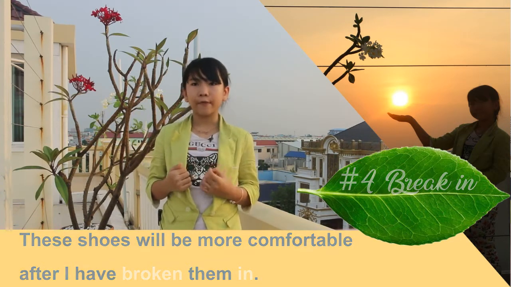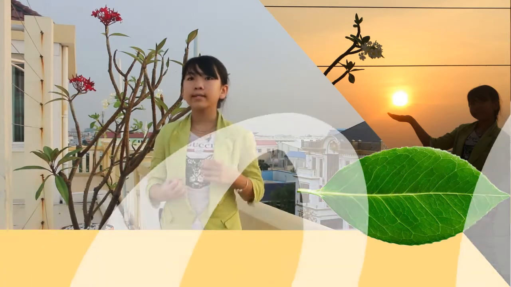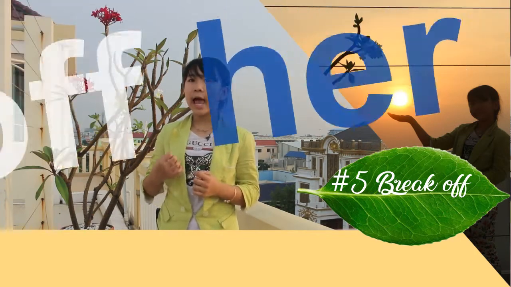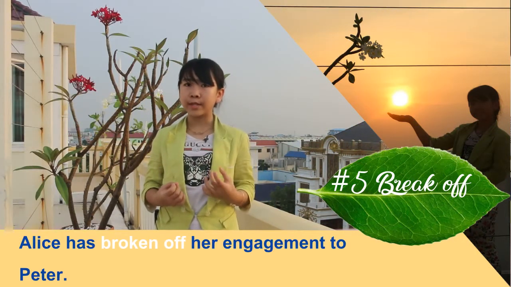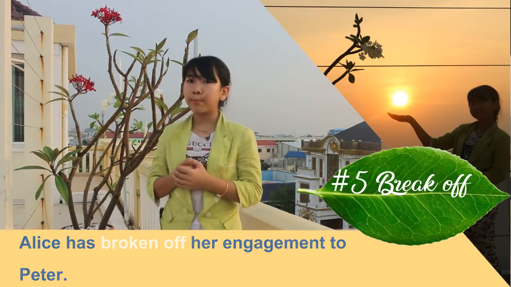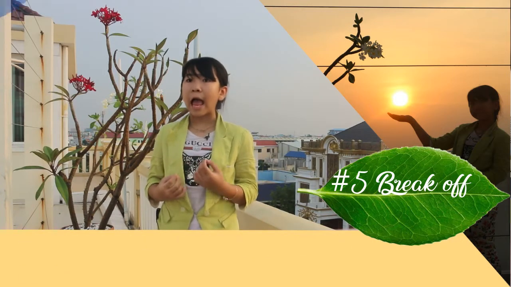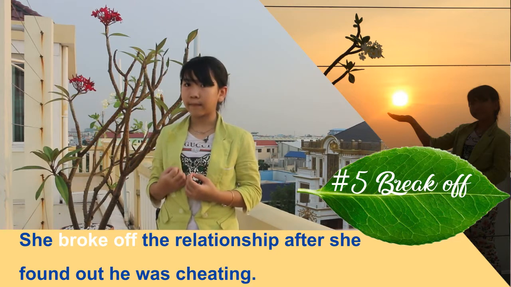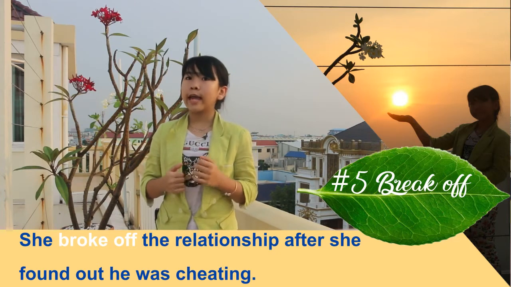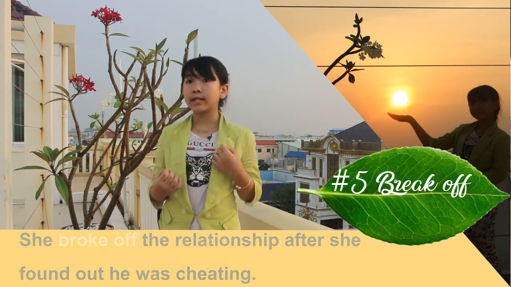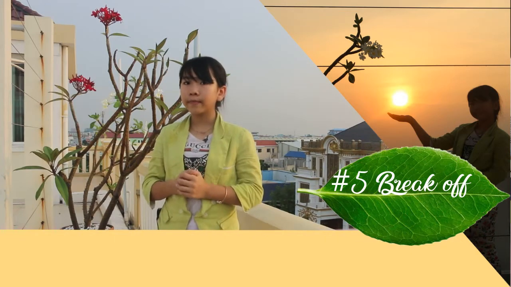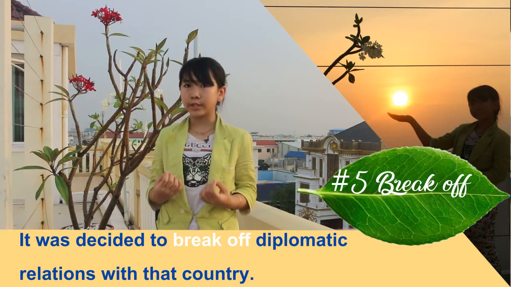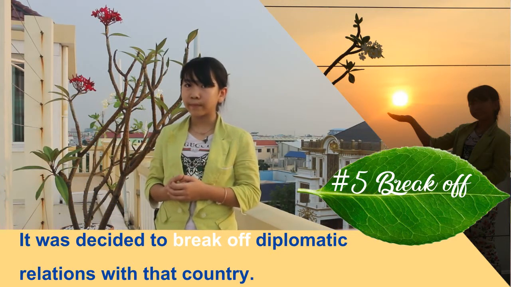5. Break off. Break off means end a relationship. Example, Alice has broken off her engagement to Peter. She broke off the relationship after she found out that he was cheating. Break off can mean stop or discontinue. For example, it was decided to break off diplomatic relations with that country.